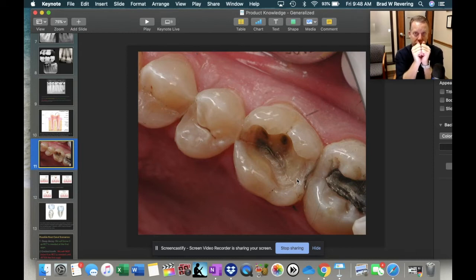If we could somehow cover those cusps up by placing a crown over them, we can then hold the tooth together and it no longer has this flex. So if it doesn't have the flex anymore, then we can maybe stop this irritation from occurring.